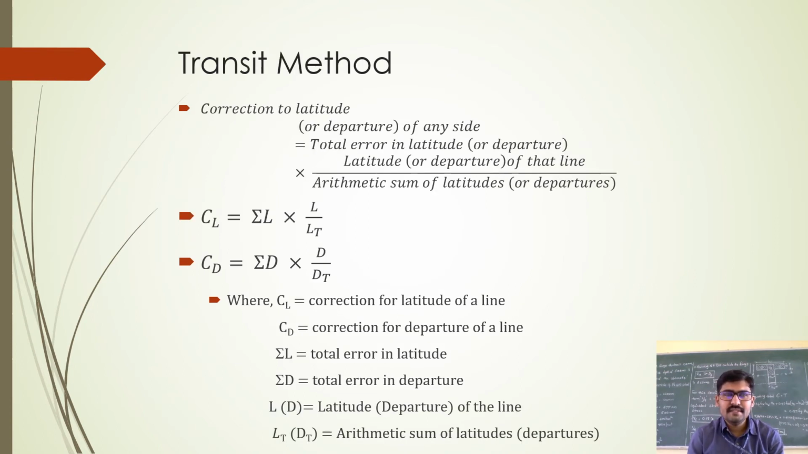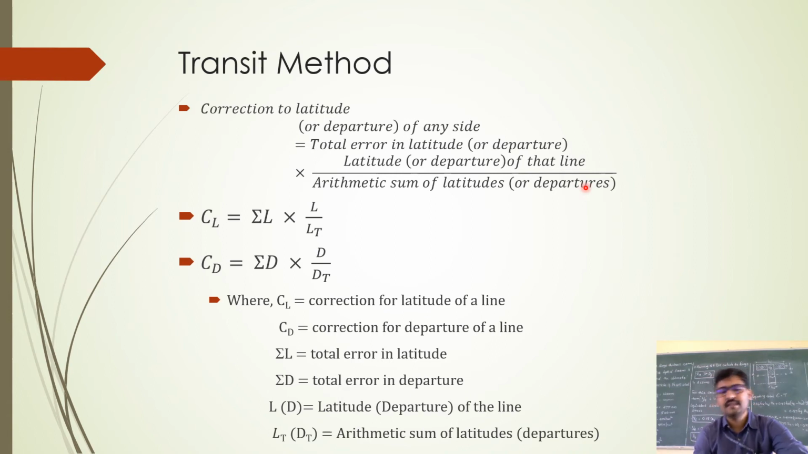Now the second method is the transit method. Here, as I have told you, the only difference is the formula. The formula says that the correction to the latitude or departure of any side is equal to the total error in latitude or departure multiplied by the latitude or departure of that line, divided by the arithmetic sum of latitudes or departures.